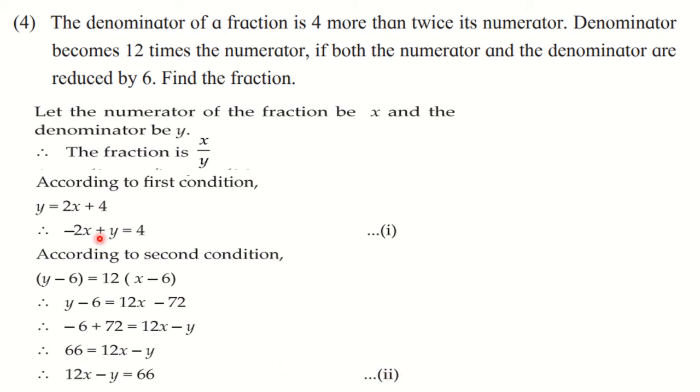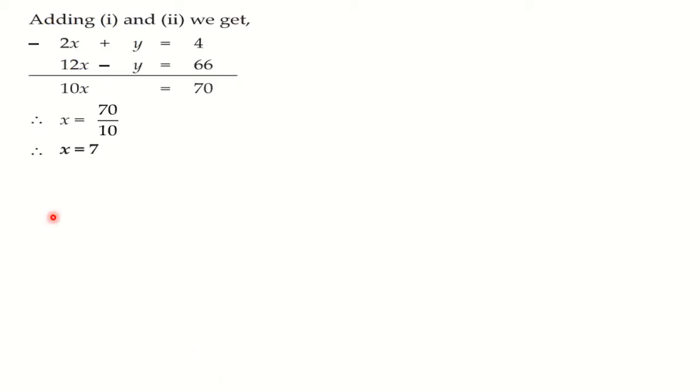Now see, here plus y and here minus y. So when you add them, y is going to eliminate and you are going to get the value of x. So adding here 1 and 2, we can see that y is cancelled. And 12 minus 2 is 10x is equal to 70. So x is equal to 7.